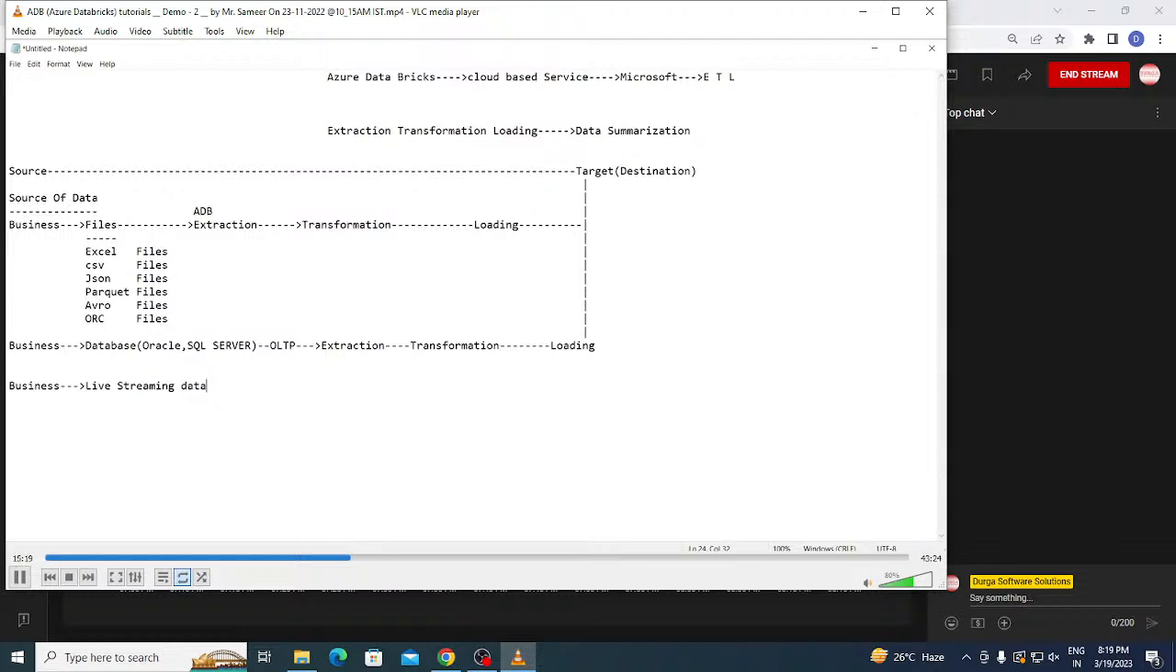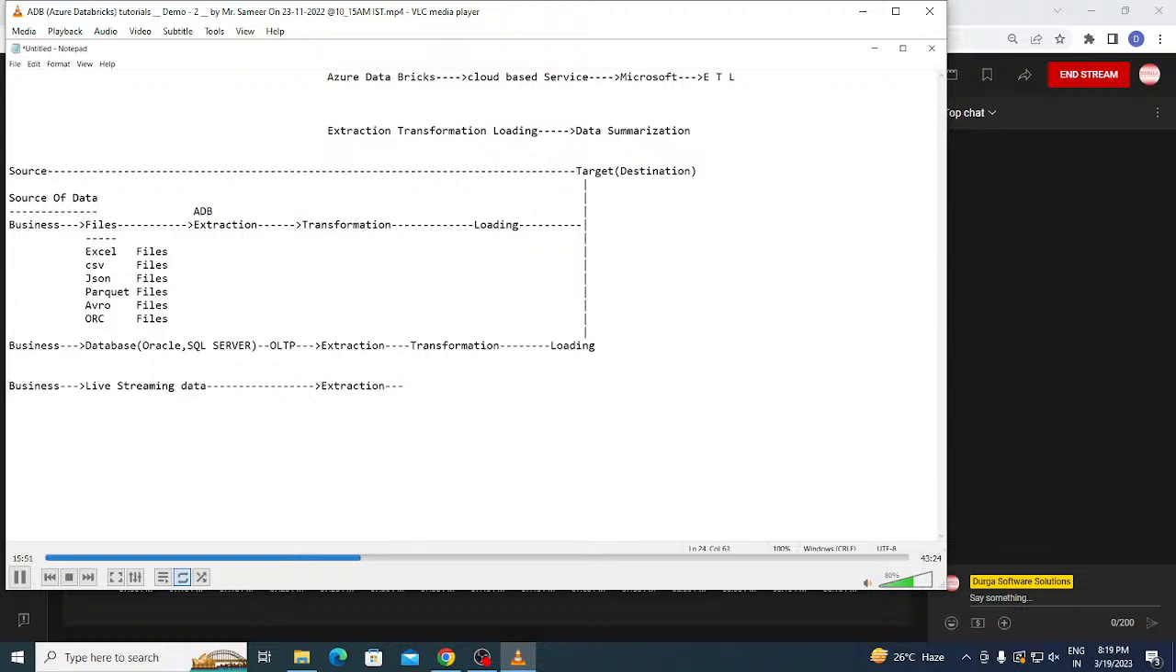Suppose an India versus Pakistan match is going on. You will get the live streaming. Am I right or not? Yes, guys. That is all called live streaming data. Even the live streaming data we pull in here as it is, and this process is again called extraction. We perform the extraction on this data.